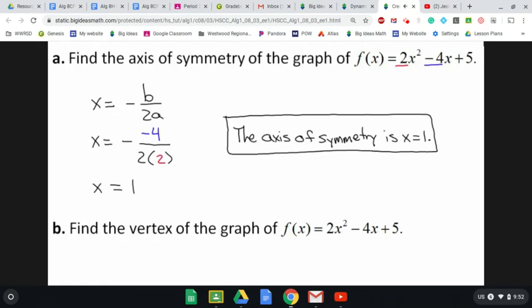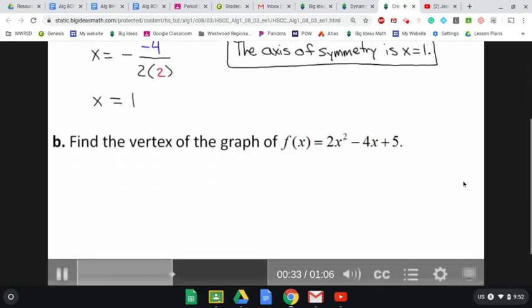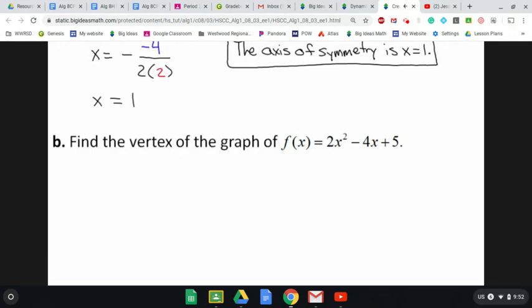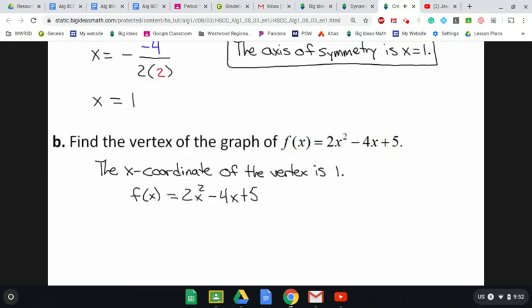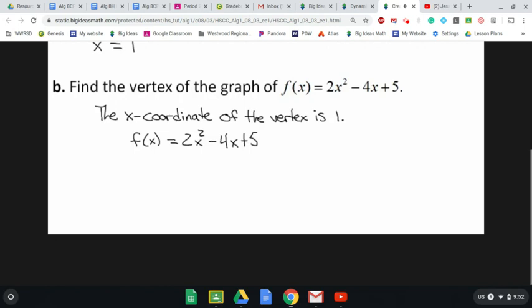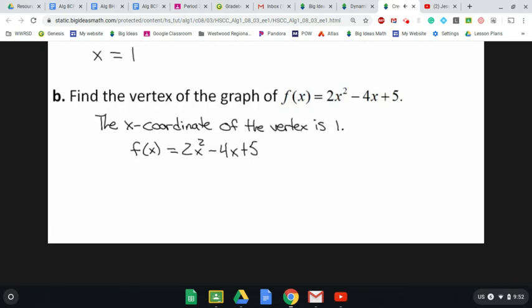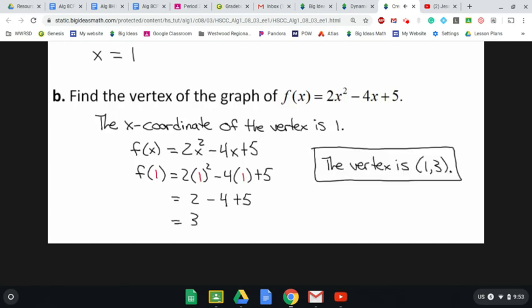Part B. Find the vertex of the graph of f of x equals 2x squared minus 4x plus 5. The axis of symmetry is x equals 1. So the x-coordinate of the vertex is 1. Use the function to find the y-coordinate of the vertex. First write the function, f of x equals 2x squared minus 4x plus 5. Evaluate the function f when x equals 1 to find the y-coordinate of the vertex. F of 1 equals 2 times 1 squared minus 4 times 1 plus 5, which simplifies to f of 1 equals 2 minus 4 plus 5, or 3. So the vertex is 1, 3.